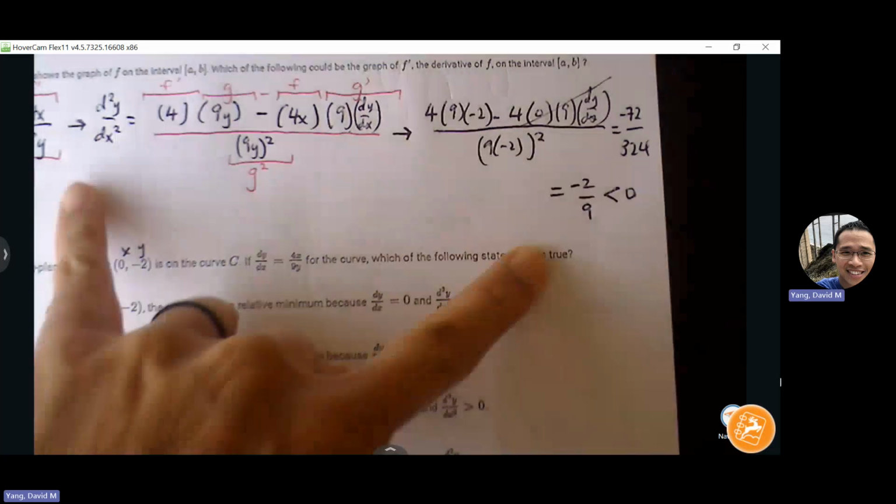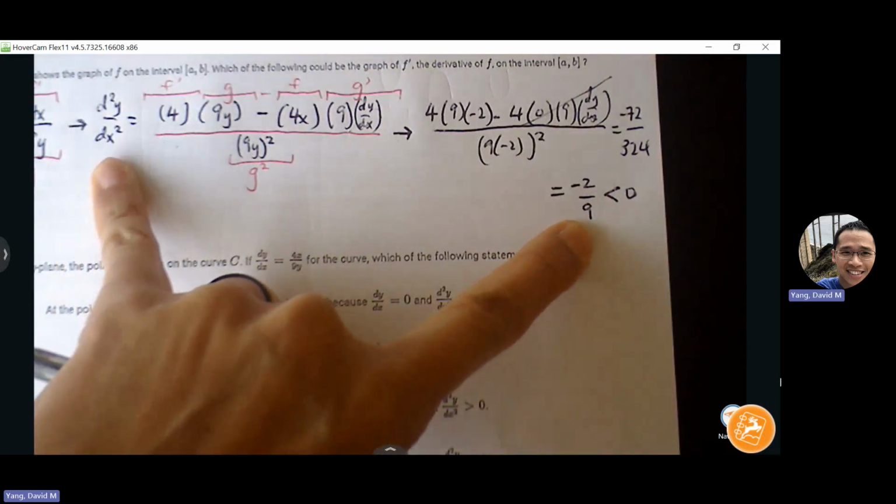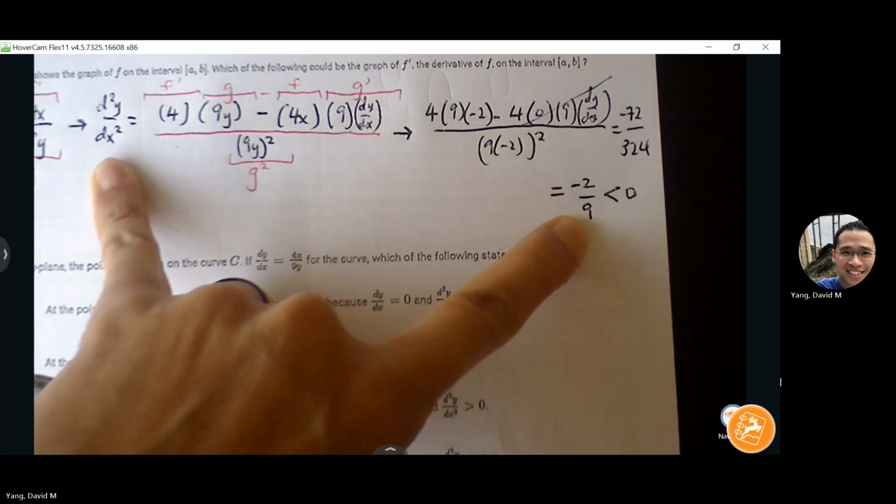Now, this negative 2 ninths, what does that tell us about the original graph here? If we see a negative second derivative value, what does that mean? What does the shape of the graph look like?